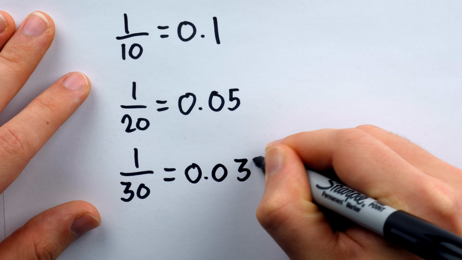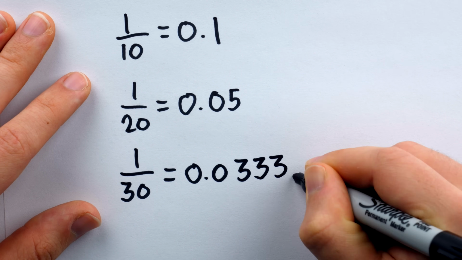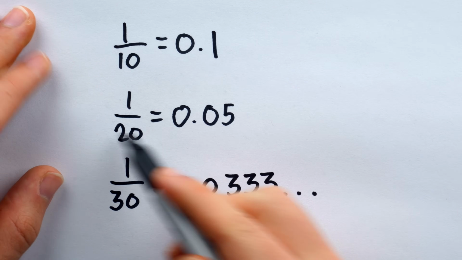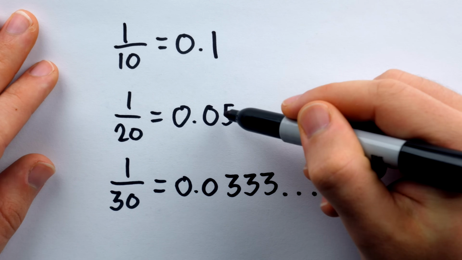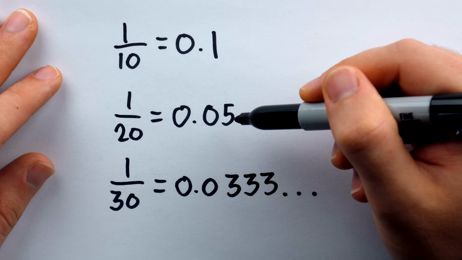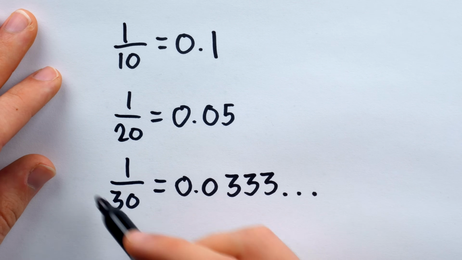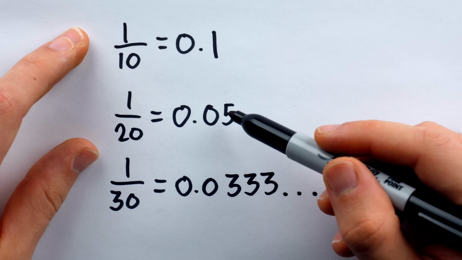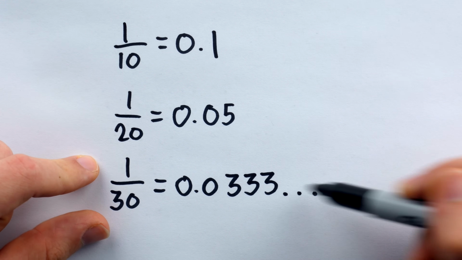This is 0.033, repeating on and on forever. The decimal expansions of some fractions terminate. They just stop, nice and simple. And then others are like this. So what's the difference here? Why do some decimal expansions just stop and others repeat infinitely?